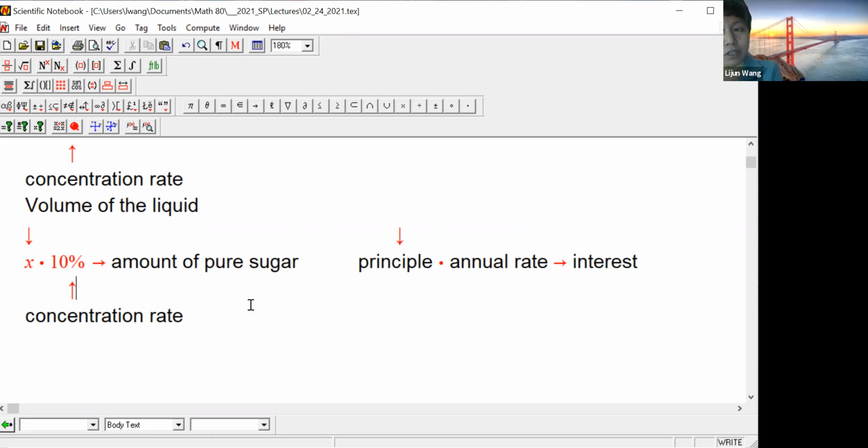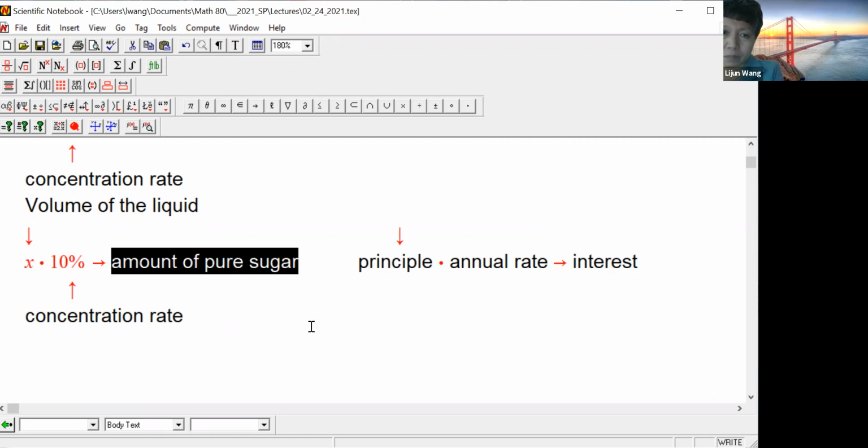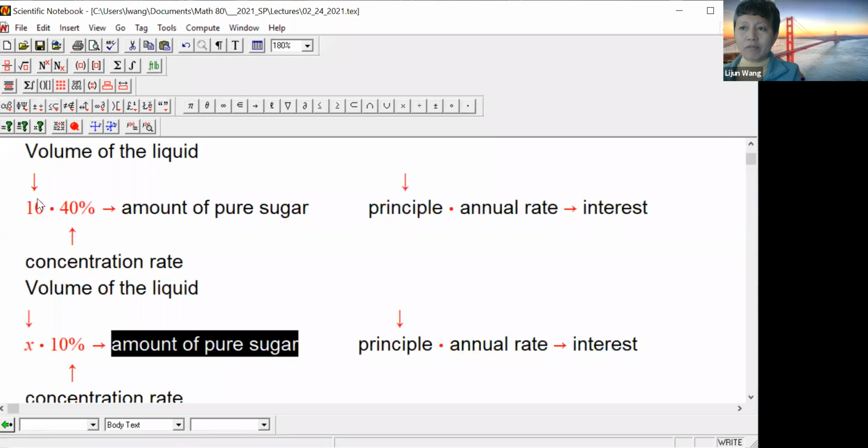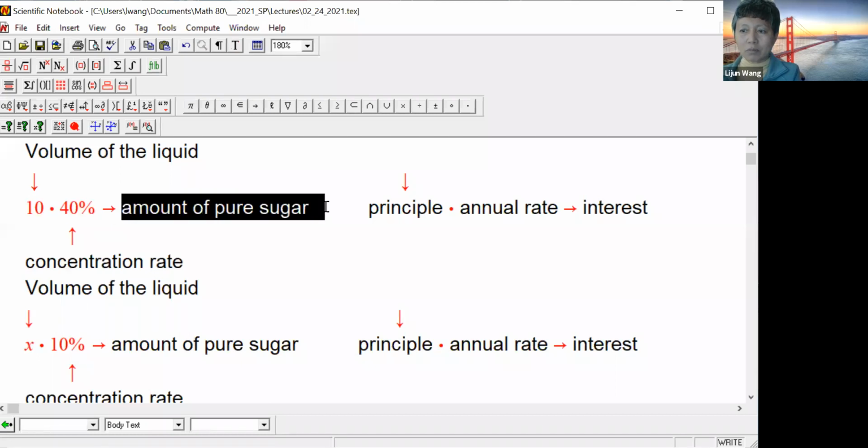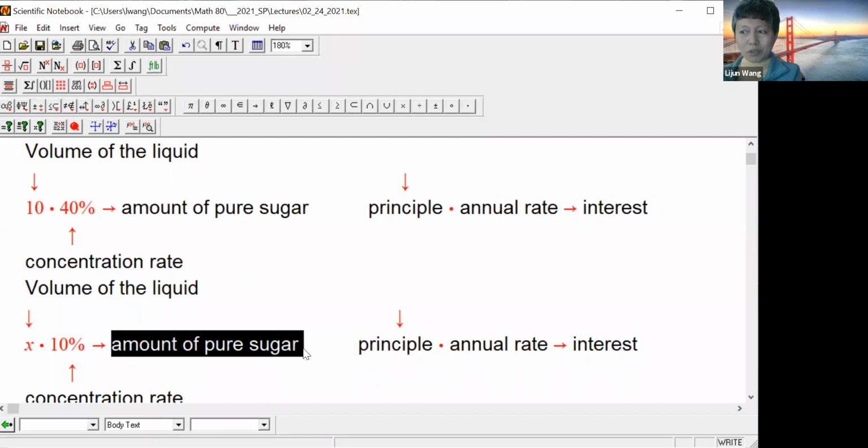Then you say, how about the 30%? The X gallons multiplied by 10% will give us the amount of pure sugar. Does everybody follow me? If we know the volume, 10 gallons of the liquid, and the 40% concentration, we multiply the two, and we get the amount of pure sugar. And here we get another amount of pure sugar. And so how about for the 30%?